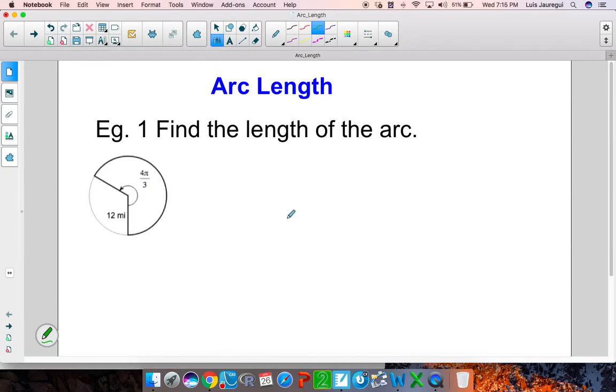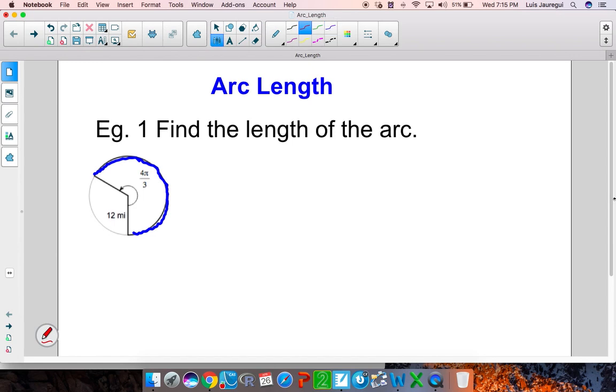Let's take a look at example 1. Find the length of the arc. In this case, we're looking for this particular length, okay? So imagine you want to put some wire or you want to put something around this one, maybe some fence or anything around that particular arc, okay?